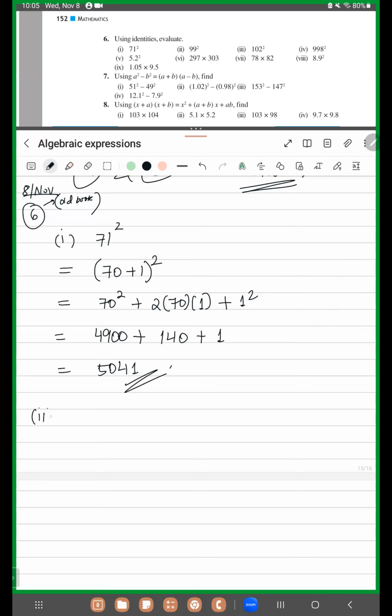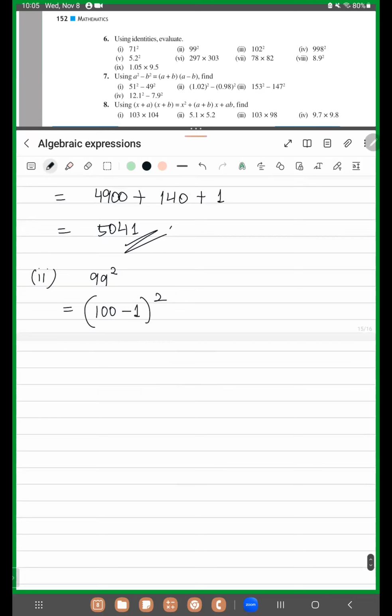The second one. Can you tell me which one we should use in the second one? The same identity. We can use 100 minus 1 whole square. We can use 90 plus 9 also. Okay, 100 minus 1 makes it easier to calculate because there's 1 over there, no?